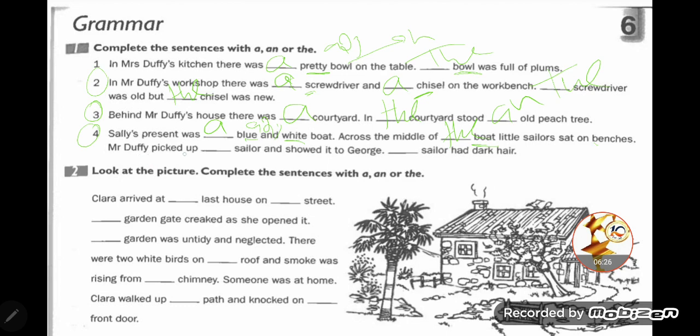Mr. Duffy picked up a sailor، مش the sailor لأنه هون one sailor a sailor and showed it to George. هلأ هون لما حكالي عن السيلر for the second time بستخدم the sailor had dark hair.